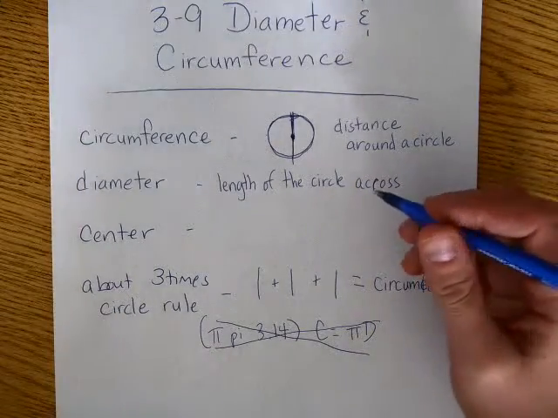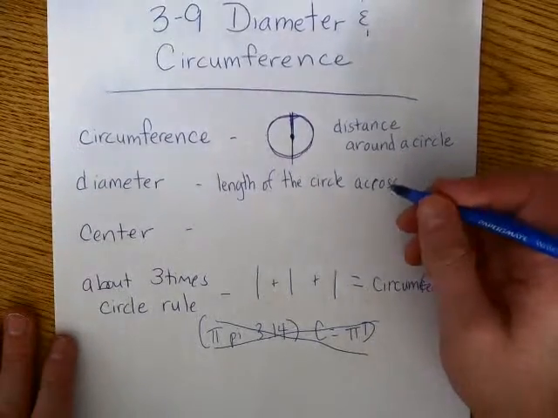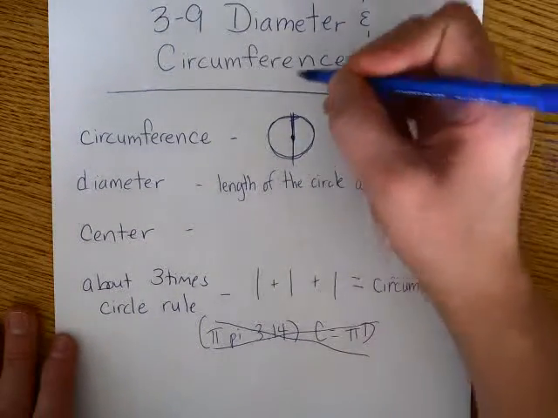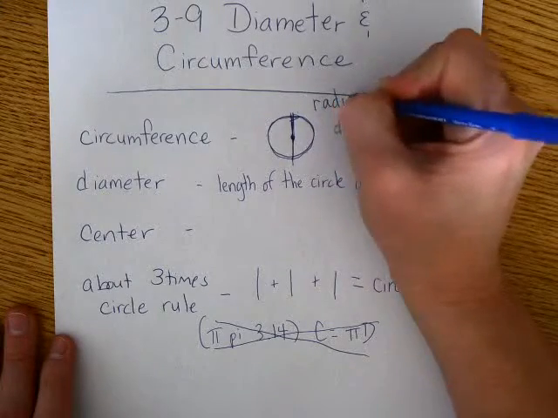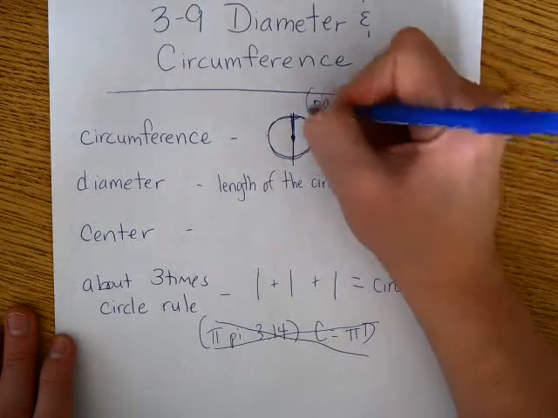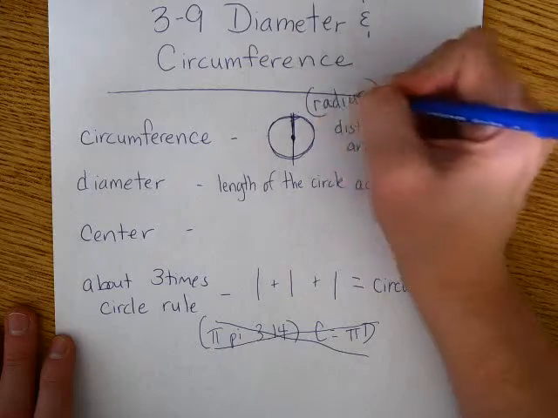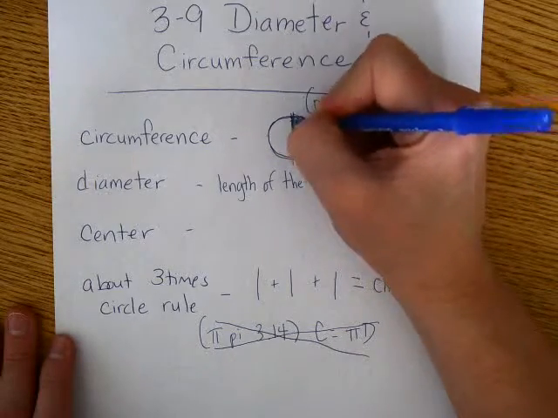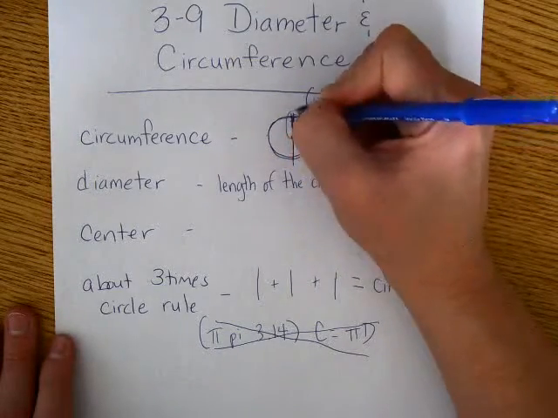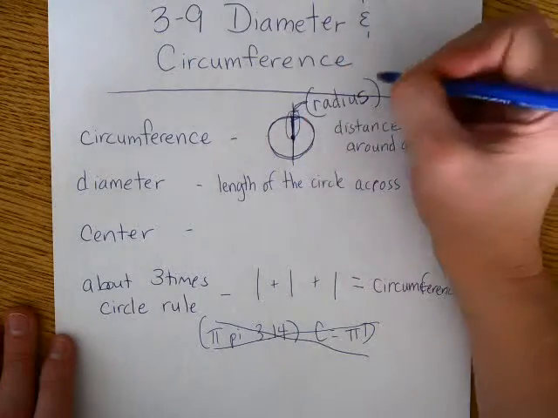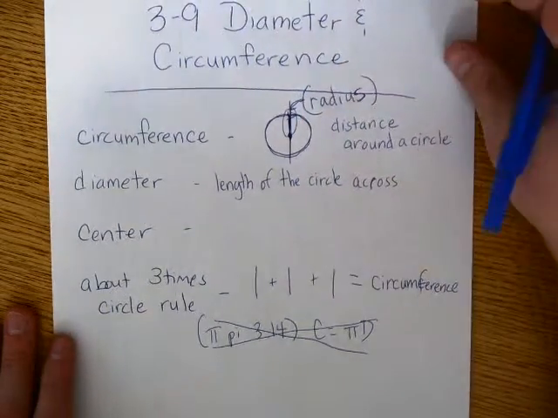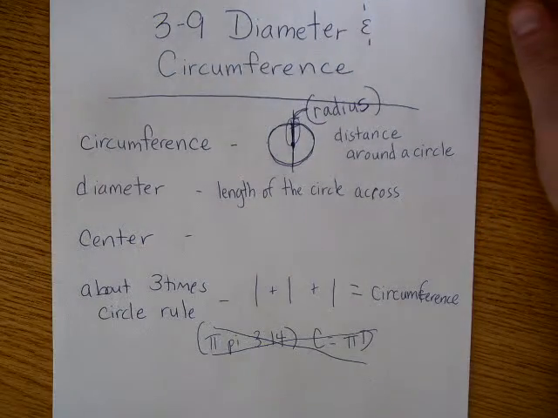Alright, and then there's one other vocabulary word we talked about today, and that vocabulary word is radius. And I'm just going to write it up here because it's not an official vocabulary word for today. It's radius, and the radius is 1/2 the diameter. So it's just this much. Just this much, that part of the diameter, 1/2. Okay? So those are the vocabulary words that are important.